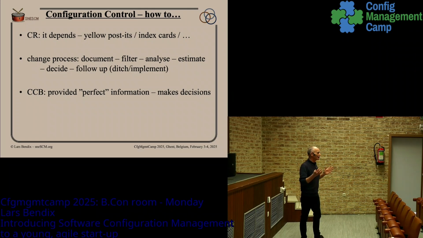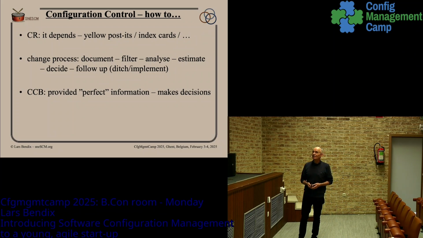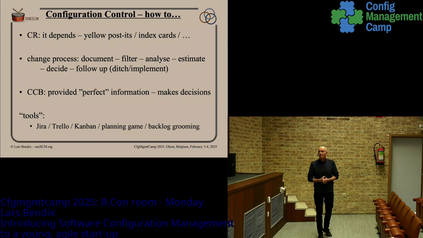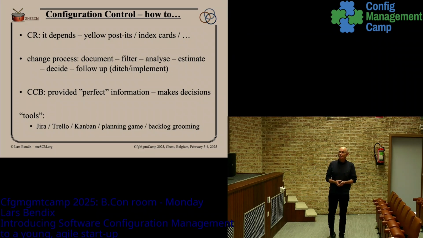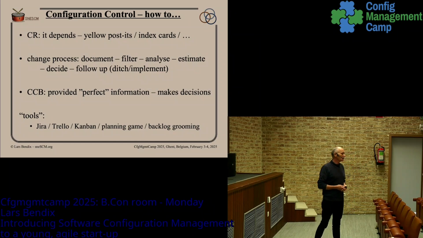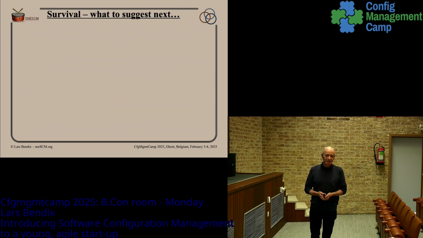The important thing is that we have to prioritize and make decisions. And to make decisions, we need sort of perfect input. Perfect, with the resources that we can spare. Tools, well, if we really want to have more sophisticated things than the whiteboard, we can have tools like Jira, Trello, Kanban, planning game, backlog grooming. It sort of all belongs to change control, and then a CCB meeting is nothing but a planning game. And a backlog grooming, that's what's happening there.